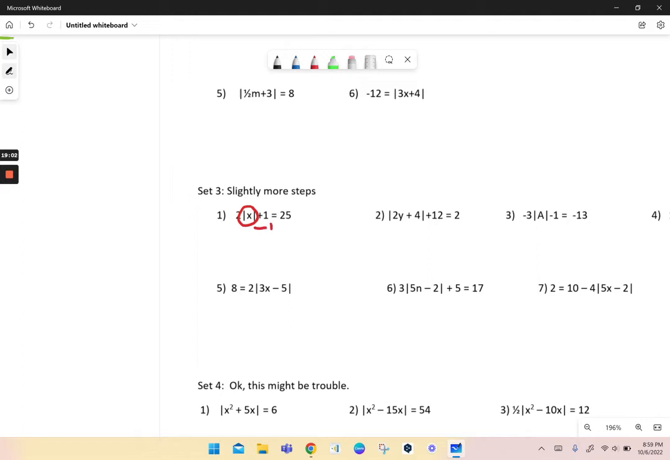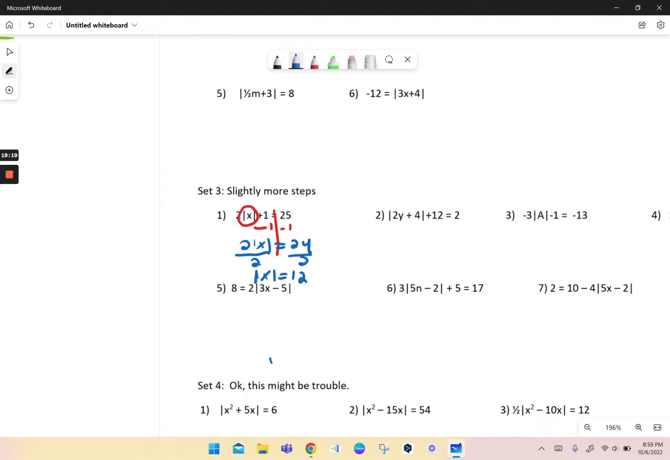And to do that, we're going to subtract 1 on both sides. So 2 absolute value of x is equal to 24. Next, the absolute value is getting multiplied by 2, so we're going to divide by 2. Absolute value of x is equal to 12. Okay, so we've got the absolute value by itself.